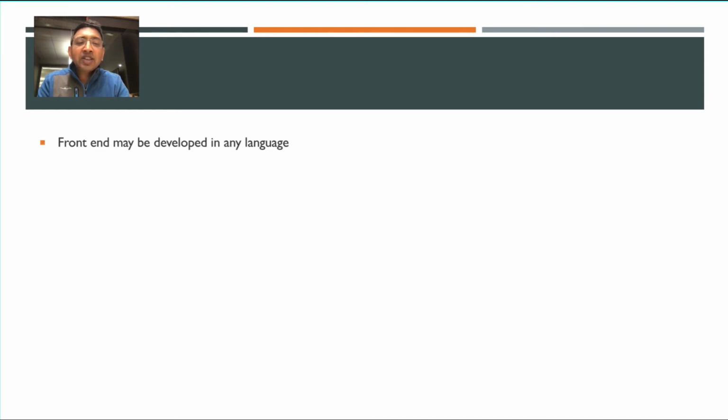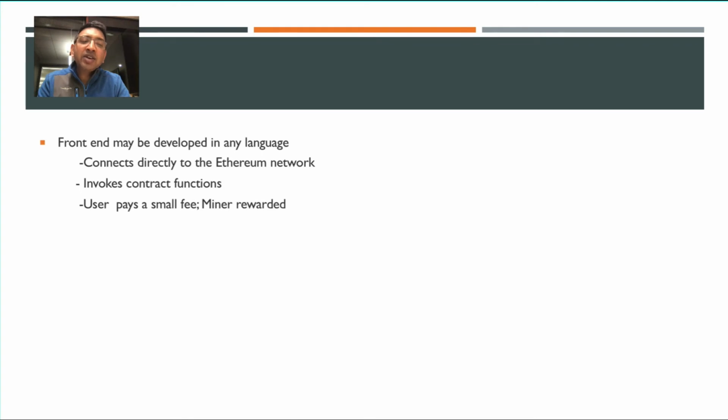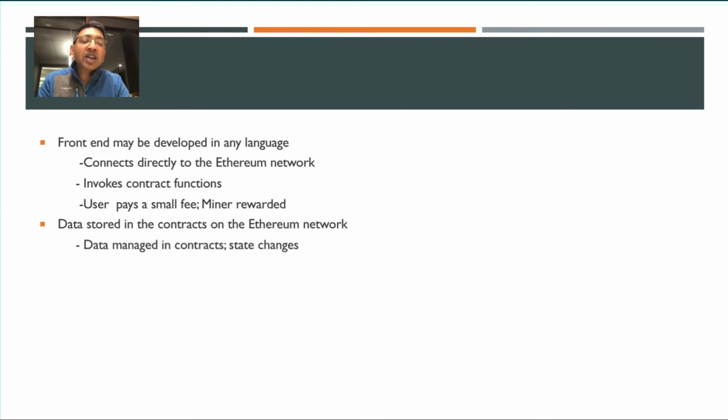The front end connects directly to the Ethereum network. That is, unlike web applications, there is no mid-tier. The front end invokes contract functions in transactions. The user has to pay a small fee and the miner who validates the transaction collects the fee as a reward. Data is stored in the contract on the Ethereum network, and whenever a function is invoked and there is a need for data, the contract changes its state, and this is referred to as state changes for the contract. The contract also generates events which can be received by the front end, and transactions are recorded on the chain.